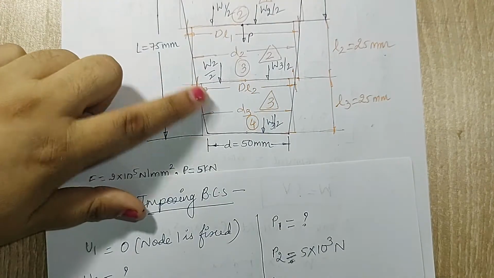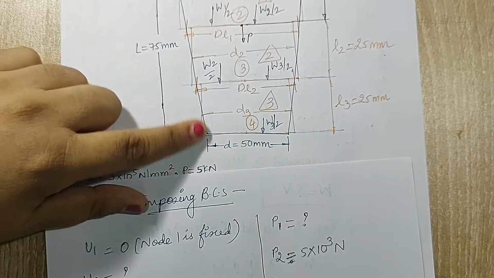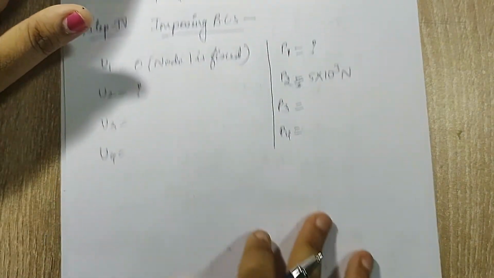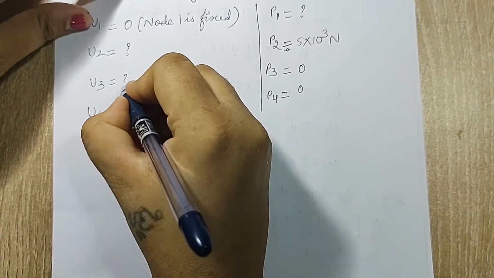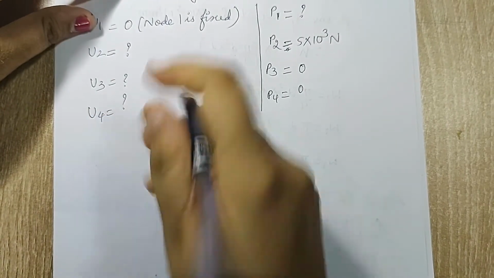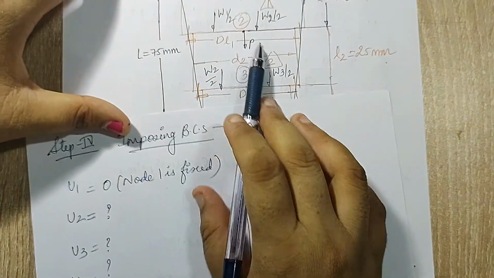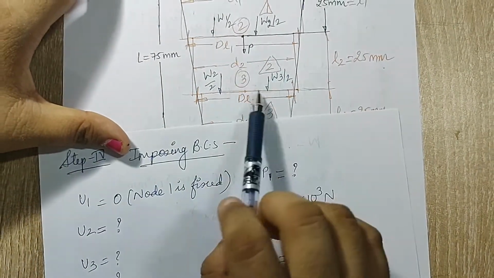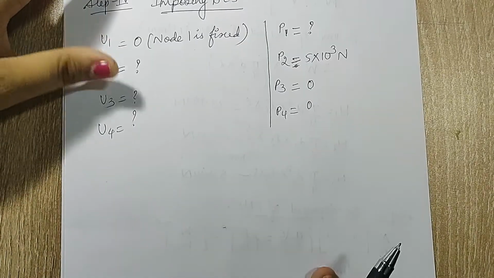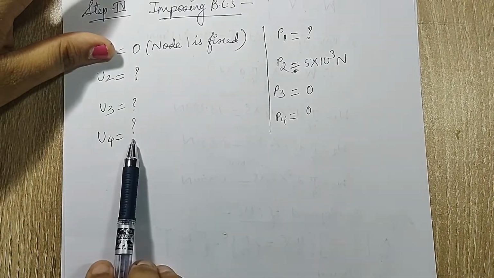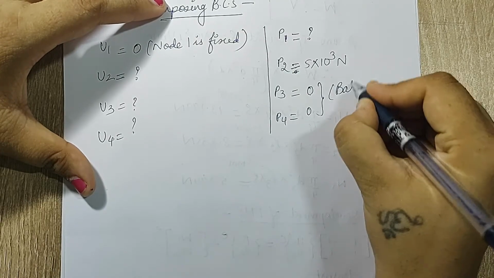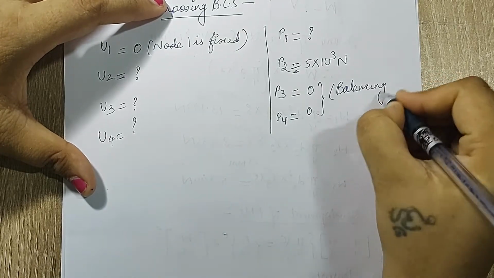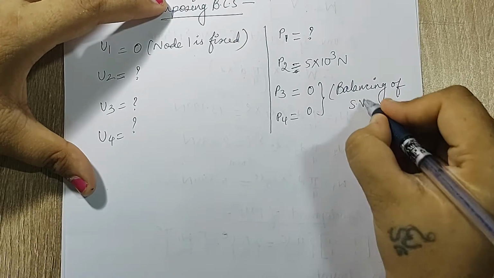Next, if you look at third and fourth node, there is no load given. So what I can do is I will assume these values as 0, so that I can put a question mark here, because at node 2 if you apply a load, obviously there will be an elongation at nodes 2, 3 and 4. So I should calculate the displacement of these nodes, and these two, when I assume 0, I'll write here it is balancing of secondary variables.